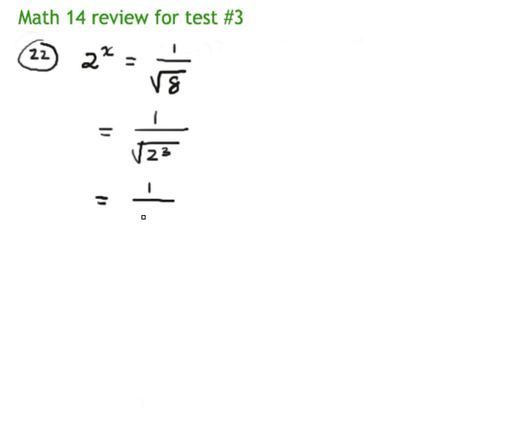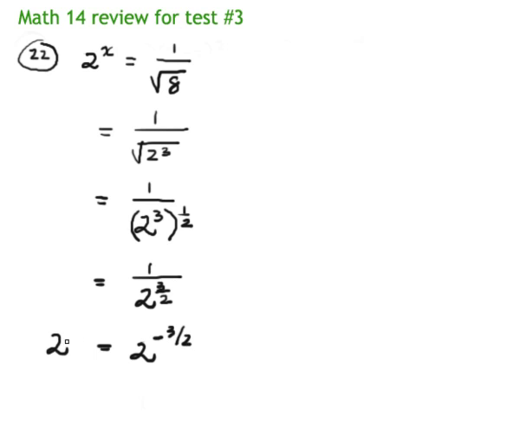So that's 1 over 2 cubed to the 1/2, which is 1 over 2 to the 3/2, and that's equal to 2 to the minus 3/2. So now we have the same base on either side. We can just match the exponents. So x is equal to minus 3/2.